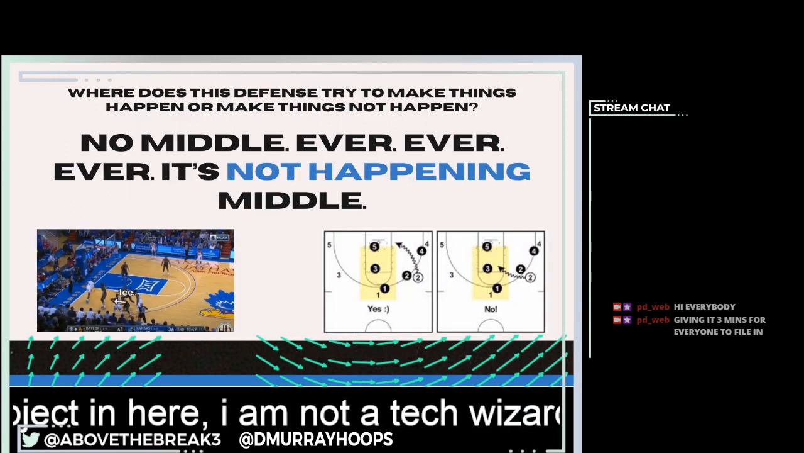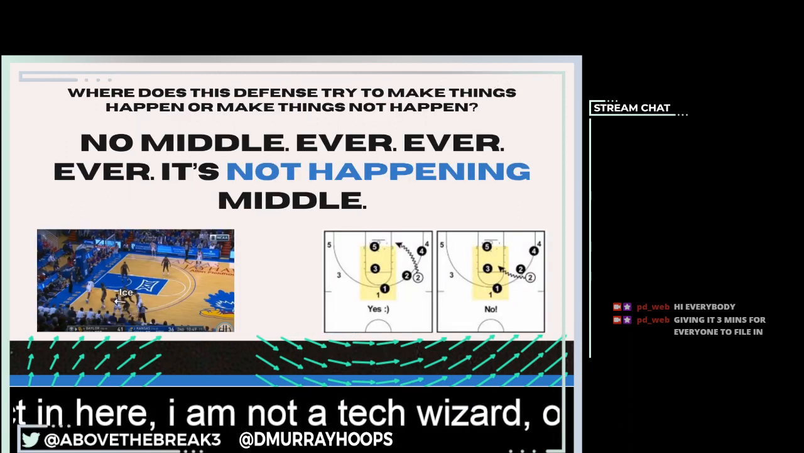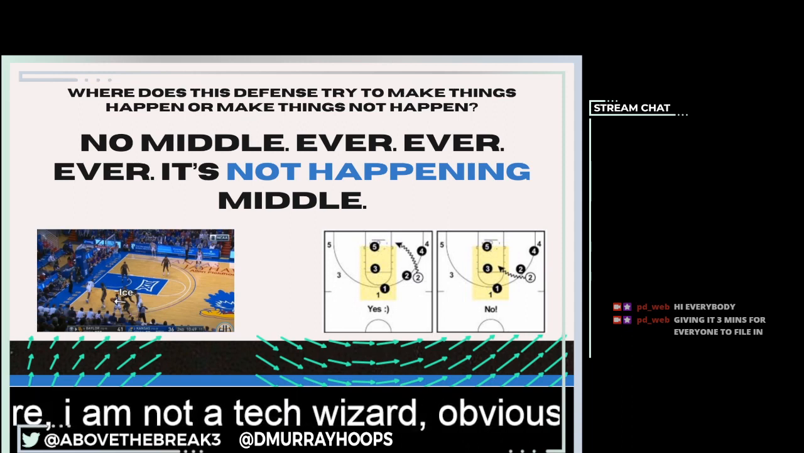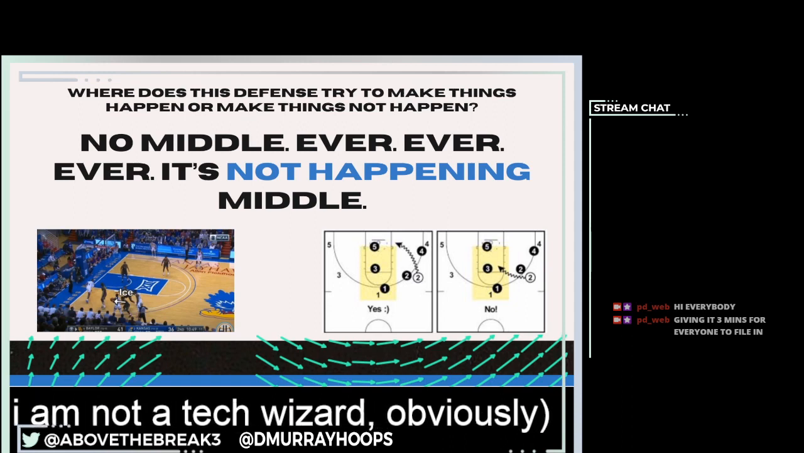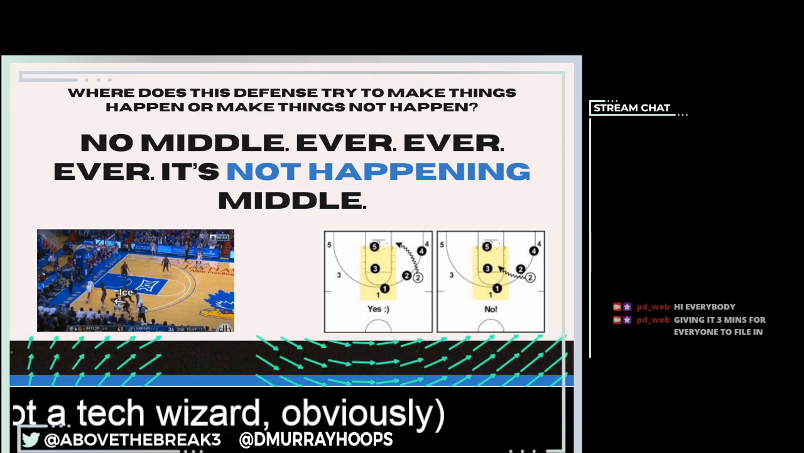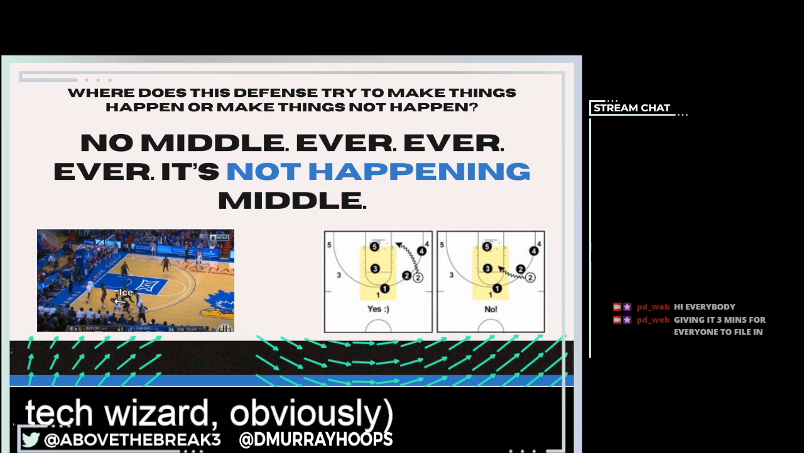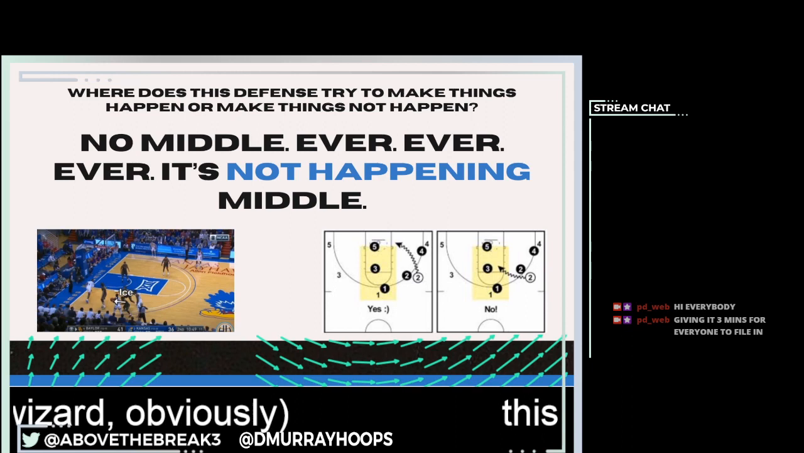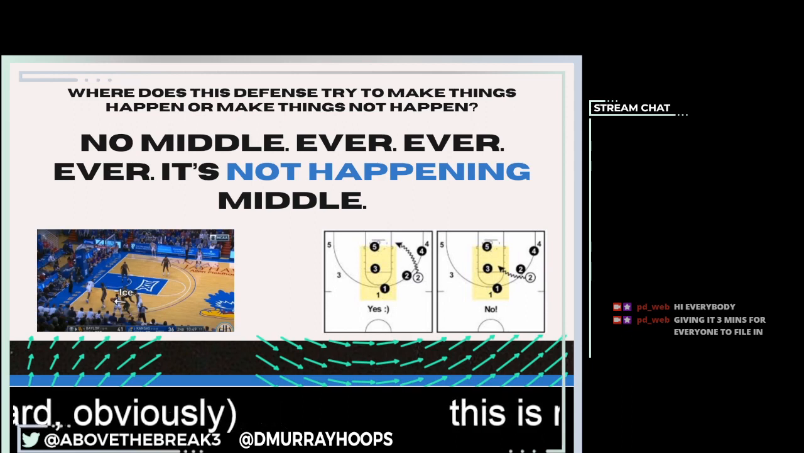Where does this defense try to make things happen? I don't know if I've said this before, but not to the middle. Guys, it can't happen to the middle. This is why sometimes players pick this up really quickly. It's because they can internalize that it is truly that simple. I'm saying it's very literally that simple. Just don't let them in there.